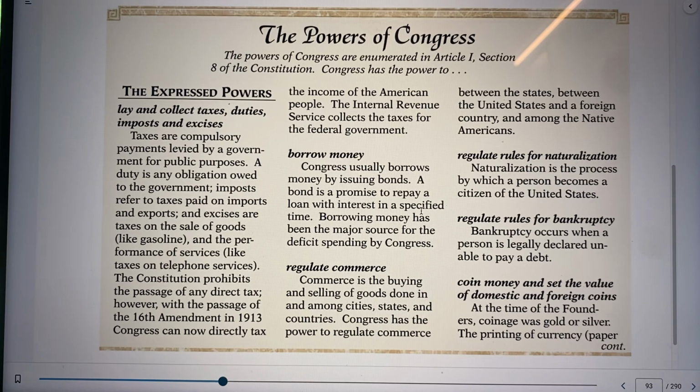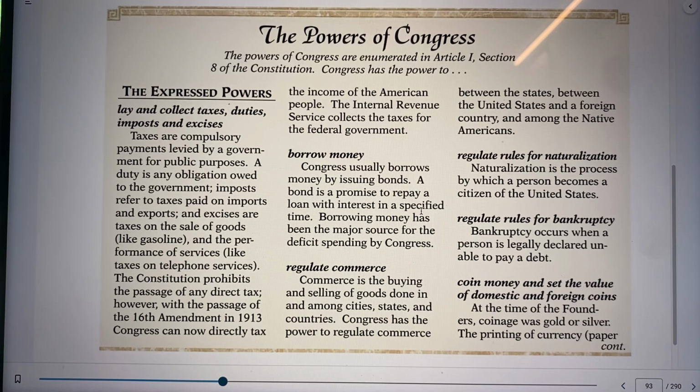Taxes are compulsory payments that are levied. Taxes, you know what taxes are. Duties are an obligation owed to the government, a duty. An impost is a tax paid on imports and exports. Those are imposts. Excises are taxes on the sale of goods like gasoline or sale on performance like telephone services. Those are excises. So Congress can lay and collect taxes, duties, imposts, and excises.